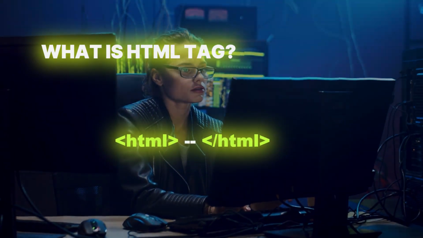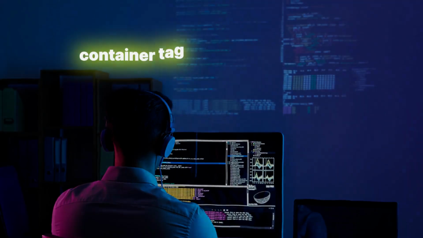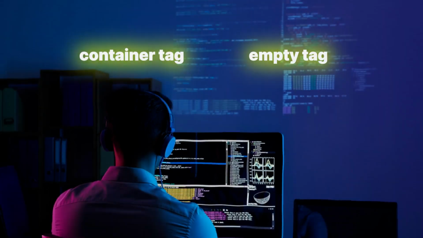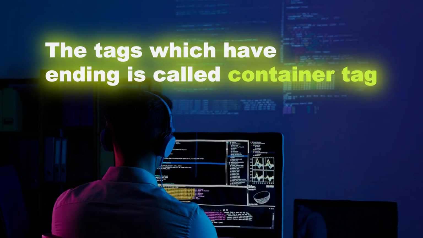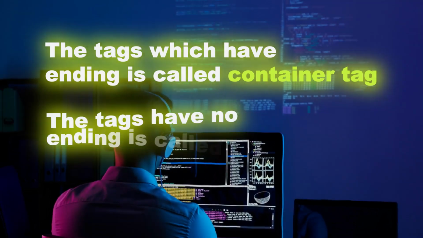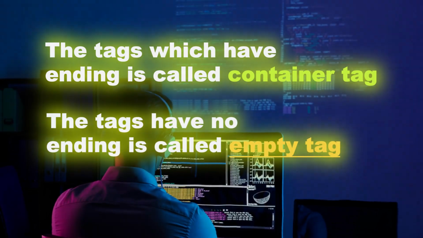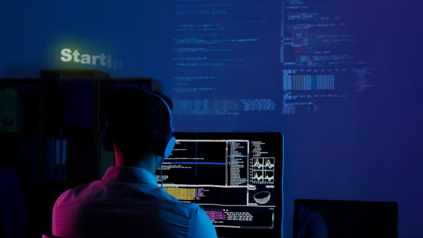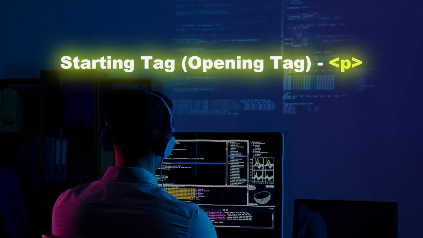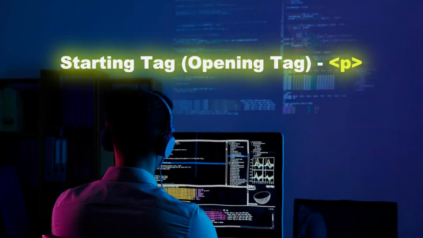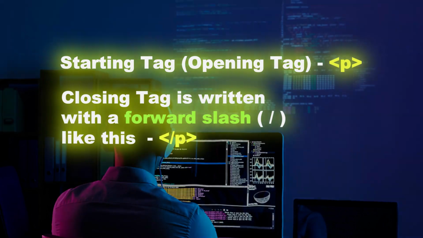There are two kinds of HTML tags: container tag and empty tag. The tags which have an ending are called container tags. The tags which have no ending are called empty tags. The starting tag is written with only the tag name inside angle brackets like this. The closing tag is written with a forward slash before the tag name like this.